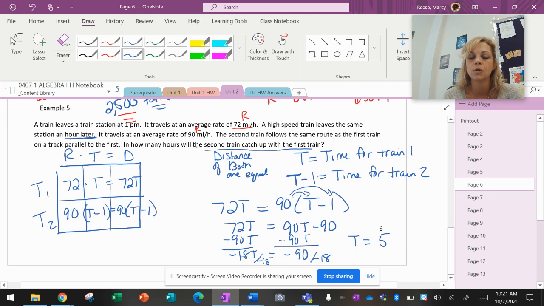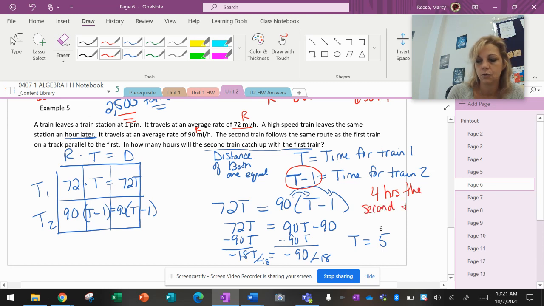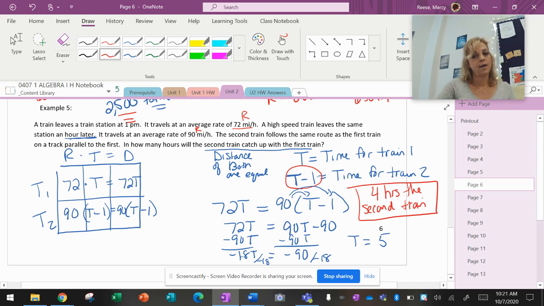Okay, so in how many hours will the second train catch up to the first train? I got to go to the second train. This is where, again, that last step when you do word problems, make sure you've answered the question correctly. Remember the second train has been on for less hours. And it says how many hours will the second train catch up? So that means that it will catch up in 4 hours. The second train is on the track for 4 hours. Okay?